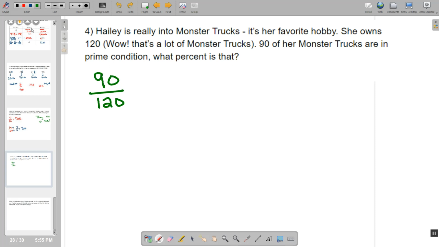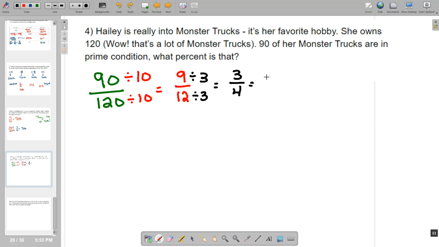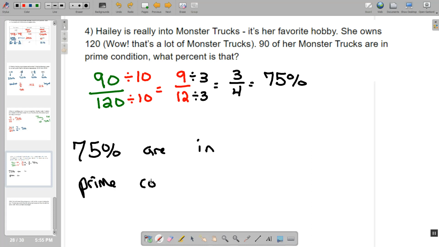If we divide our numerator and denominator by 10, because they both end in 0, we get 9/12. We can divide both of these by 3 to get 3/4, which is 75%. So we're going to say 75% are in prime condition. What a fun hobby that is. That sounds awesome.